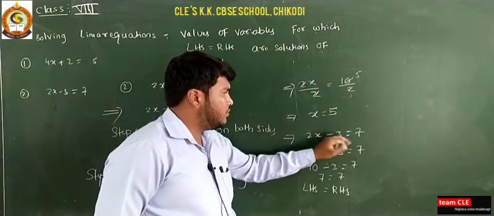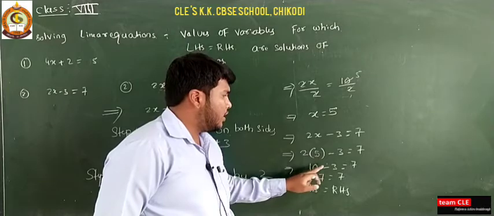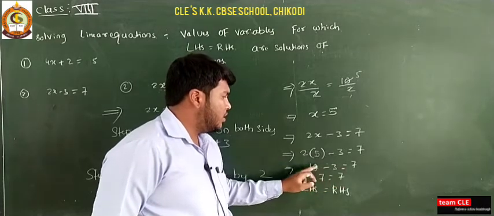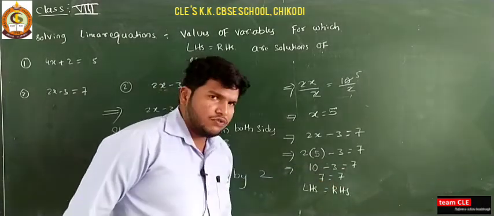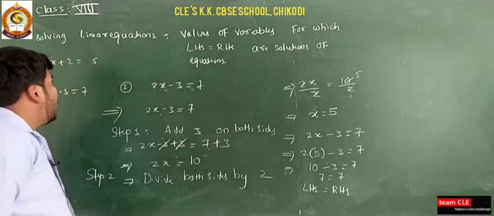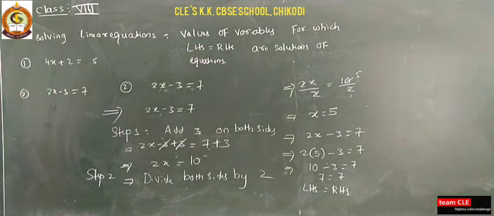So 2x minus 3 which is equal to 7: 5 twos are 10 minus 3 which is equal to 7. So again 7 is equal to 7, which is LHS is equal to RHS. Okay, I hope you have understood these two problems.